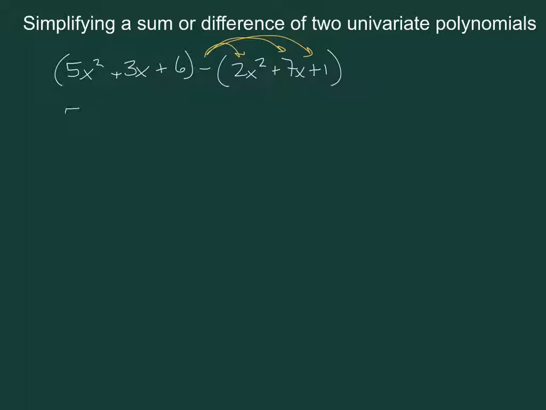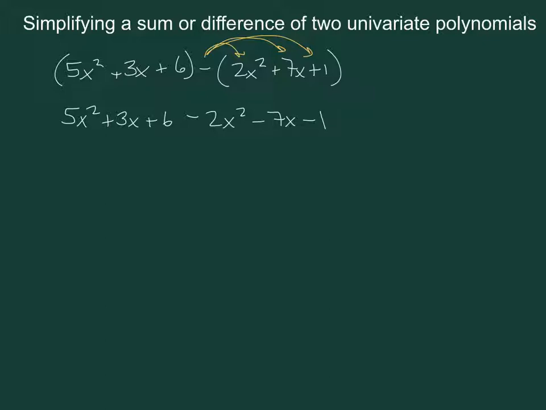What that's going to do is we're going to go 5x squared plus 3x plus 6. I don't need the parentheses now. And this is going to be negative 2x squared, negative 7x, and negative 1. And that's because I distributed the negative.